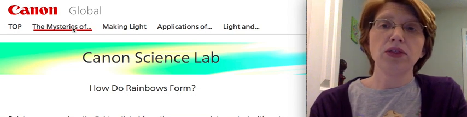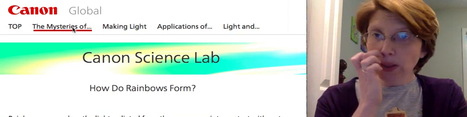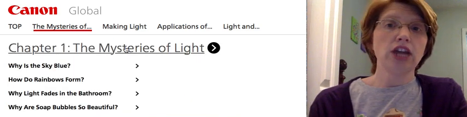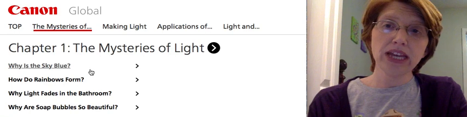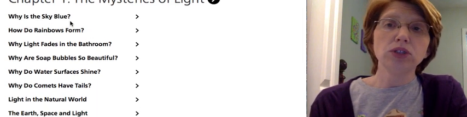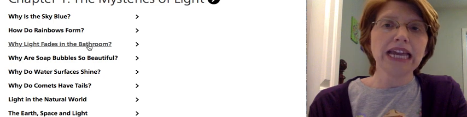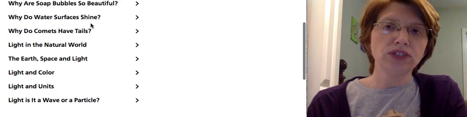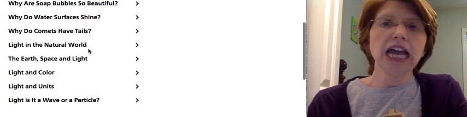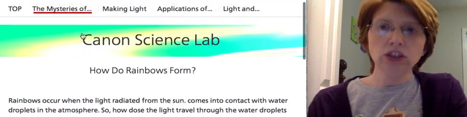And then I want you to go there and I want you to do a little bit of searching today too. So this says the mysteries of, and if I click on this, this is chapter 1. So each of these things is called a chapter. So if I go here, chapter 1, the mysteries of light. So look at some of the things that they talk about. Why is the sky blue? Why do rainbows form? Why light fades in the bathroom? Why are soap bubbles so beautiful? Why do water surfaces shine? Why do comets have tails? Light in the natural world. And you could click on any of those.